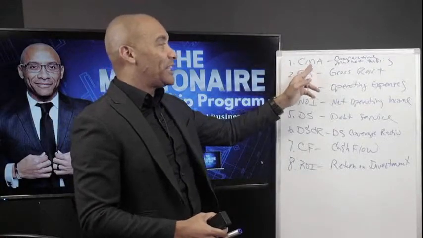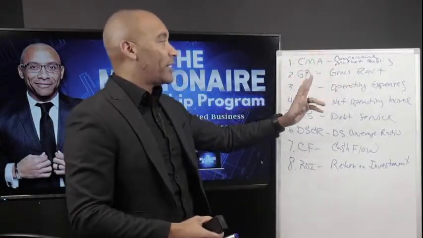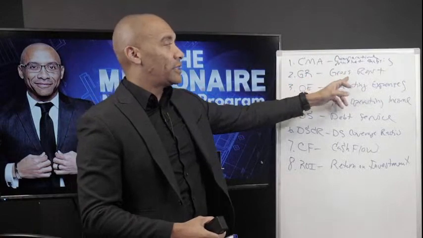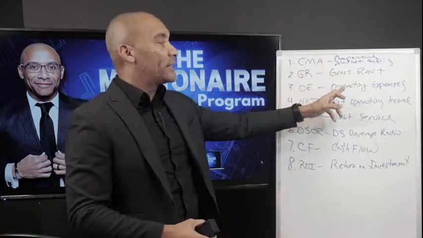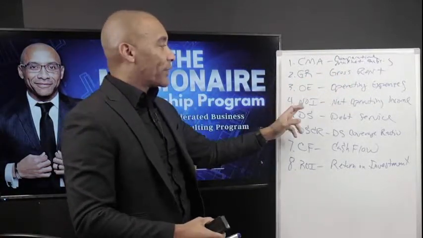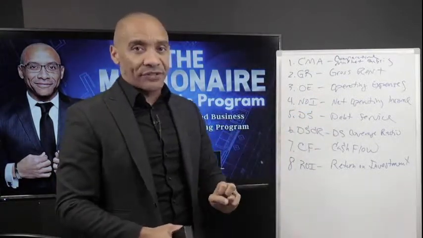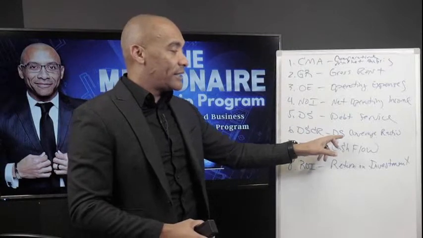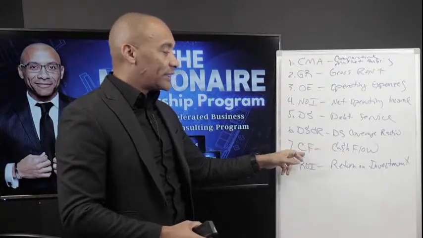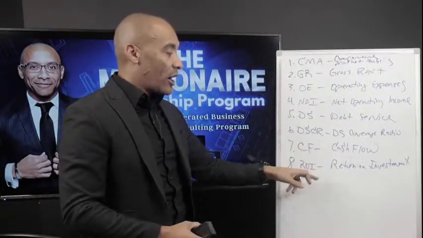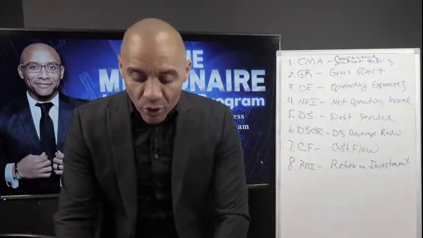So anyway, we have our CMA. This is a comparative market analysis. GR is gross rent. OE is operating expenses. You got it? NOI is net operating income. DS is debt service. DSCR is debt service coverage ratio. CF is cash flow. And ROI is return on investment.